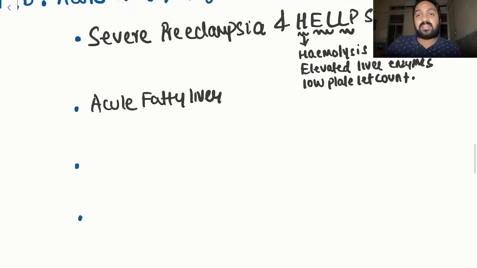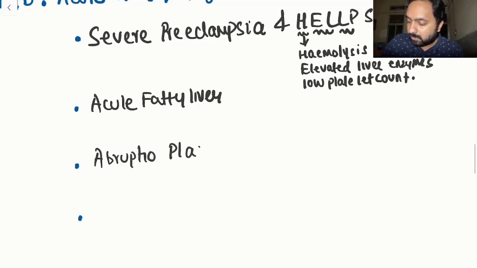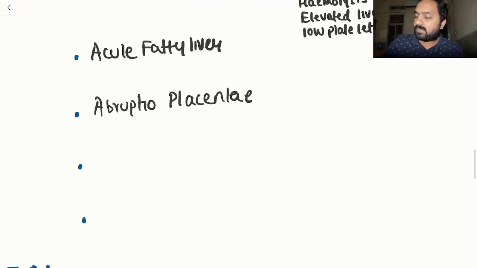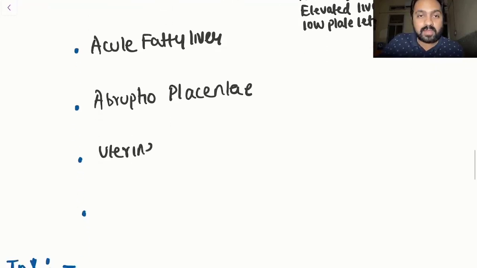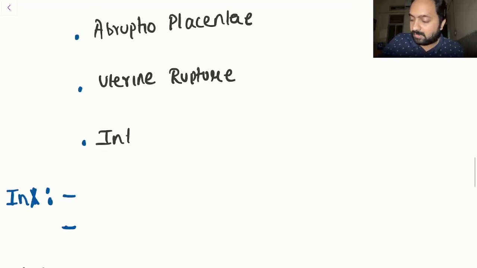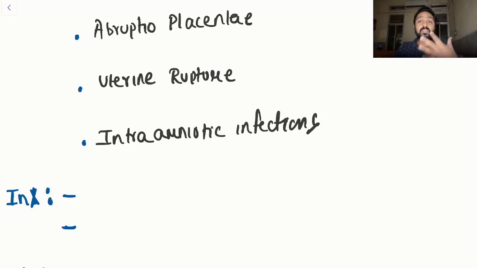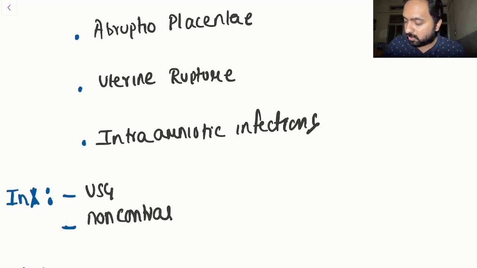Then the other differential diagnoses include acute fatty liver, abruptio placentae, uterine rupture, or it could also be an intra-amniotic infection. What would be our investigation modalities? It would be a USG and a non-contrast MRI scan.